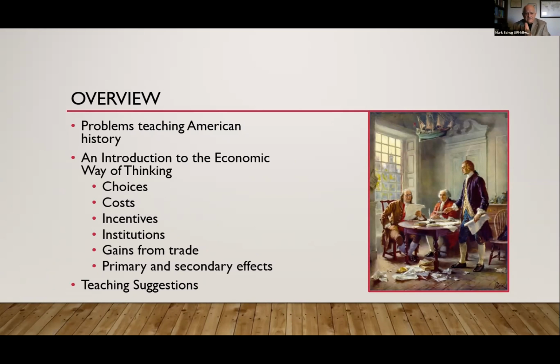So we're going to talk about problems teaching American history. We're going to do an introduction to the economic way of thinking. So this is choices, costs, incentives, institutions, or rules of the game. That is how economic institutions influence choices and incentives. We're going to talk about gains from trade. We're going to talk about primary and secondary effects. And then I've got one little teaching suggestion right at the end for social studies teachers.